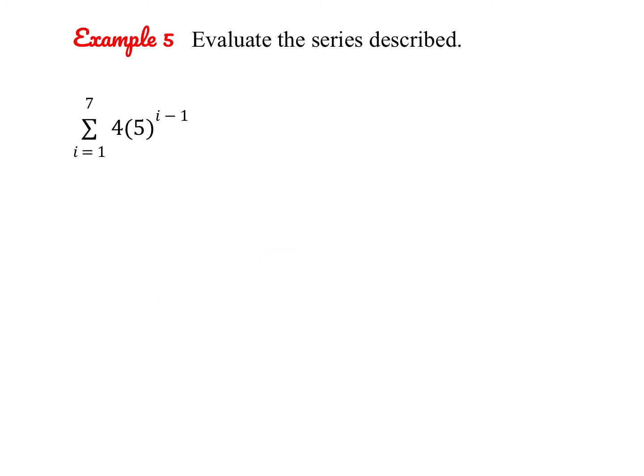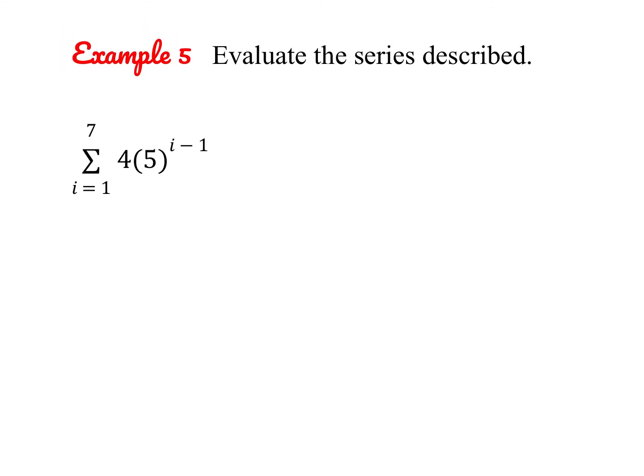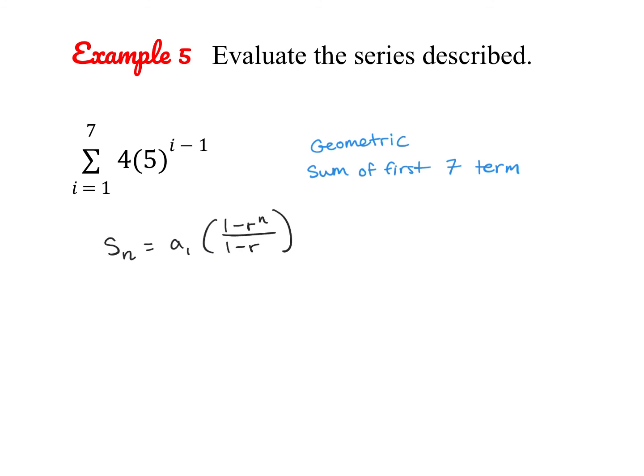All right, let's try another one together. Here, first, let's look at the explicit rule for the series we will be using, and we can see that this one is geometric, and we are finding the sum of the first 7 terms. You can see we're starting with the first and we're ending with the 7th. So we'll use that formula, a sub 1 times 1 minus r to the power of n over 1 minus r. Looking at this, we could plug in 1 to help us find what our first term is.